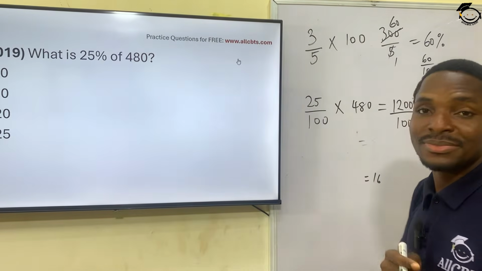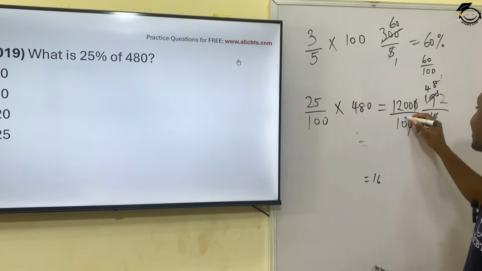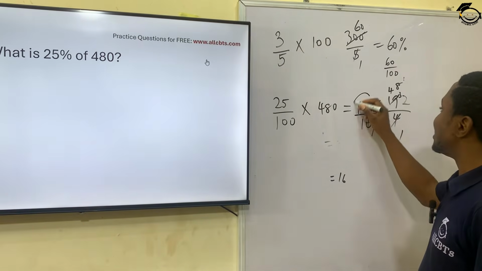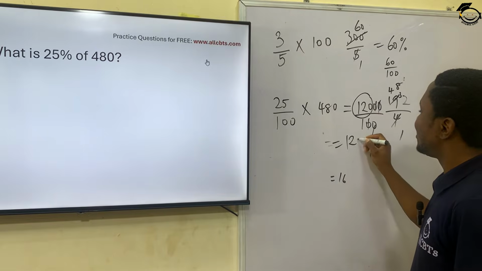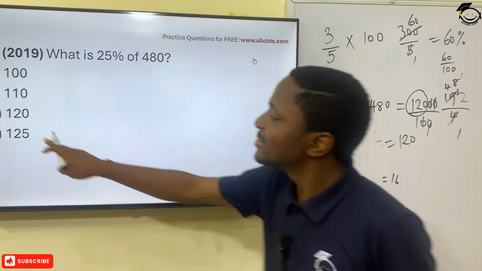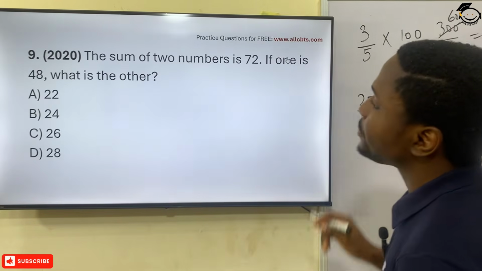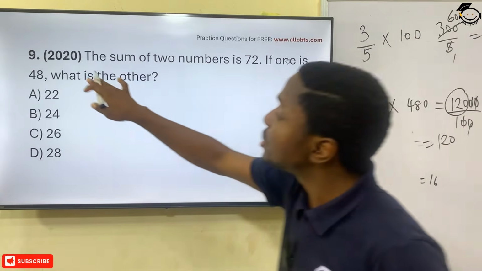12,000. So 0 cancels 0, another 0 cancels this 0. So what you have is what? 120. So option C. Okay, now question 9, taken from the year 2020.